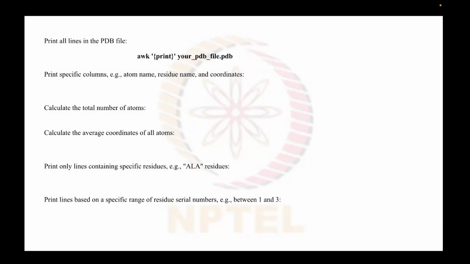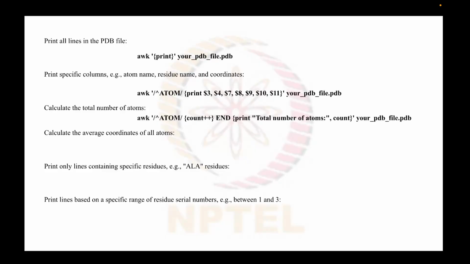Similarly, I have here the command to print all the lines in a PDB file. Next I have print specific columns in a PDB file, that is column 3, column 4, column 7, column 8, 9, 10 and 11. Also, this awk command here calculates the total number of atoms, that is, the total number of ATOM entries will be counted here. It is a pattern search where the atom count plus plus keeps on iterating, increasing by a value of 1, and at the end print the total number of atom lines.